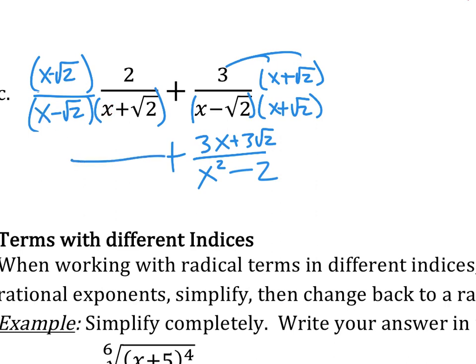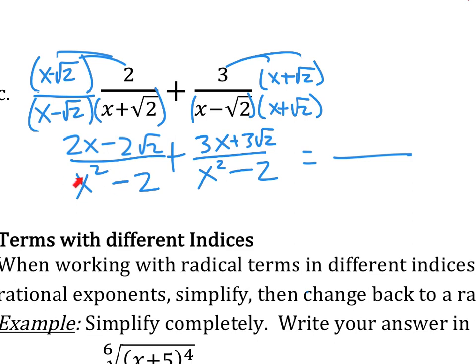Over here, we've got the first thing squared, that's x squared. The middle terms will drop out. The square root of 2 times the square root of 2 is 2, and it's going to be a minus, because that's negative times a positive. And at the top, we'll just distribute that out: 2x minus 2 square root of 2. We've got two fractions. Can we add those fractions? Sure, because they have a common denominator. Look at the denominator. x squared minus 2. The denominator is x squared minus 2.